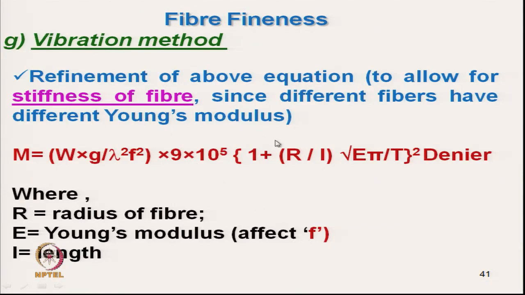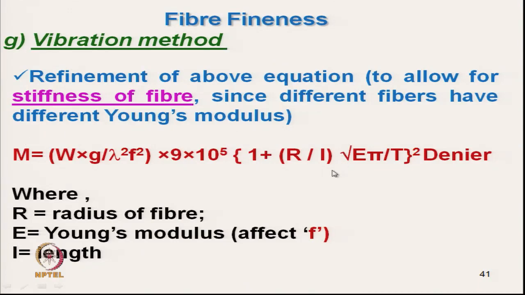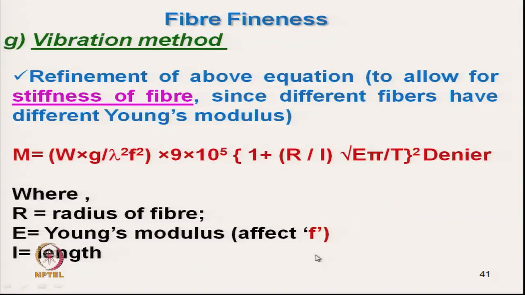Now, actually there will be different fibers of different initial modulus, Young's modulus. This method is normally used for man-made fibers. Man-made fibers like polyester may have the same length, everything the same, but different Young's modulus. The difference in Young's modulus will lead to a different frequency. So keeping all other parameters constant, even for the same diameter and same mass per unit length, if the Young's modulus of two fibers is different, that will affect the fundamental natural frequency value.